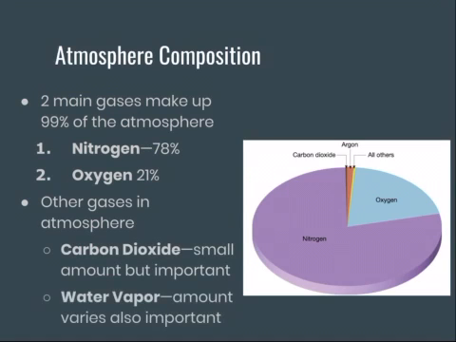The amount of carbon dioxide is very small, but it's an important gas for several reasons. One, it's what plants need for photosynthesis. They take in carbon dioxide, convert it into glucose and oxygen. Glucose is the energy that we need, that we get when we eat plants or eat animals that eat plants.